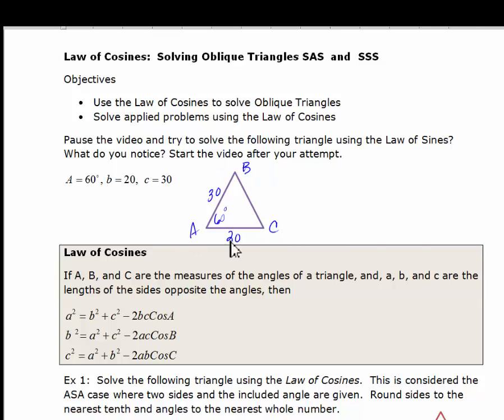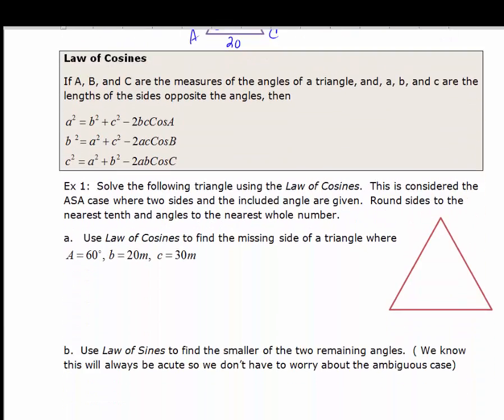And now that it's labeled, you'll notice that since you don't have one complete ratio, in other words, an angle and its opposite side, here we have angle A but no side A. We have side B and side C but no angles. And so the law of sines does not work for this problem, which means that we're going to have to use the law of cosines. So let's take a look at the law of cosines.